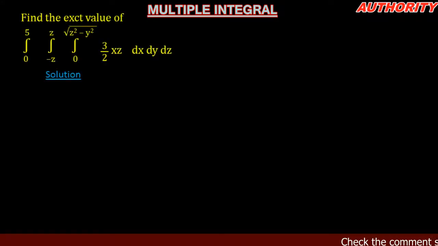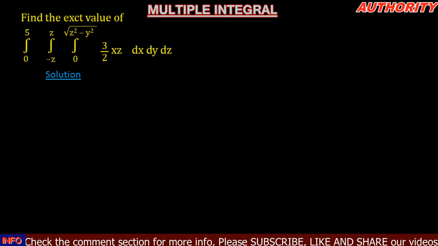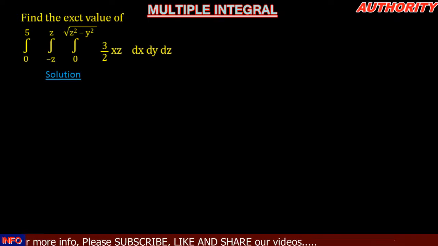Today, we want to talk about multiple integral. Without wasting much of our time, let's take a look at this question. Find the value of the integral from 0 to 5, the integral from minus z to z, the integral from 0 to square root of z squared minus y squared of 3 all over 2 xz dx dy dz.